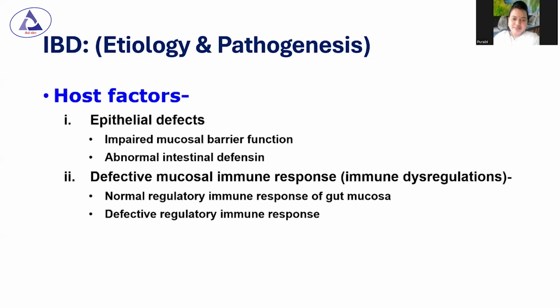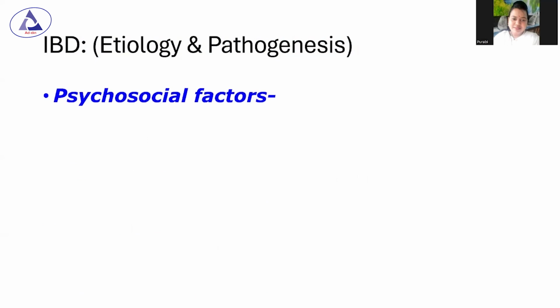Now, defective mucosal immune response. The normal regulatory immune response of gut mucosa is very powerful and prevents inflammatory response against dietary antigens and bacteria. In a genetically predisposed individual, this regulatory immune response is defective, which leads to abnormal immune response.